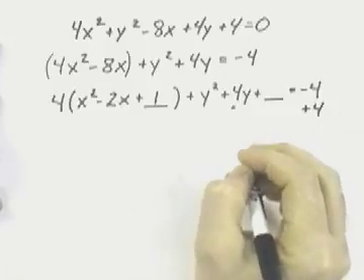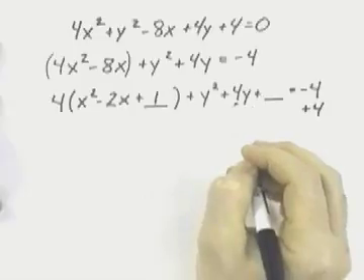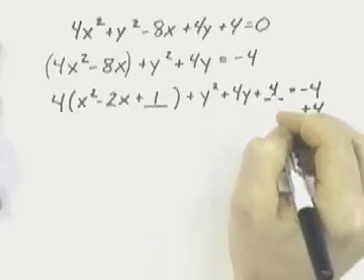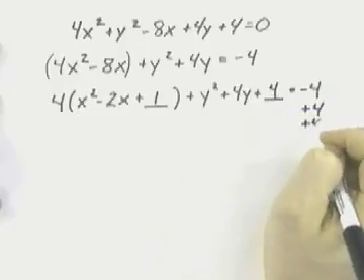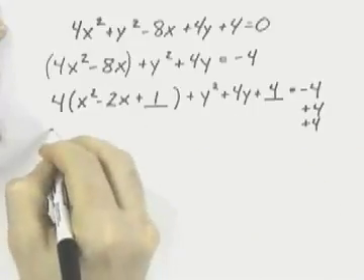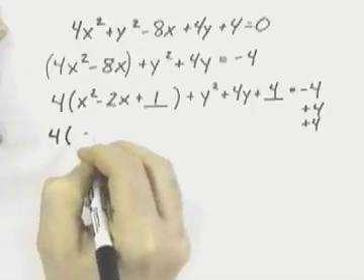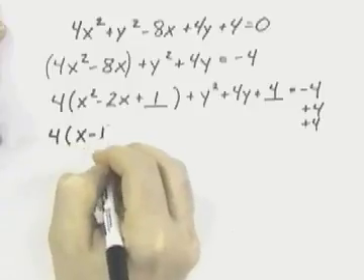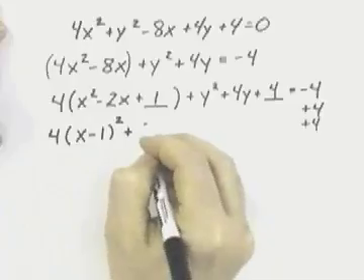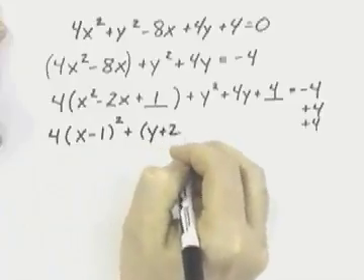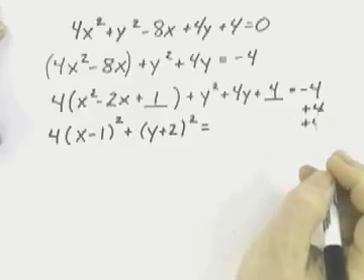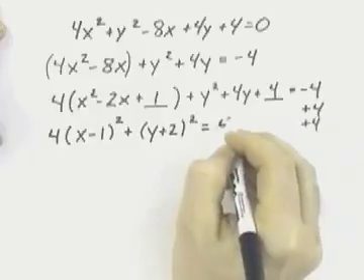Now we're going to complete the square in the variable y. Half of 4 is 2. 2 squared is 4. Here I added 4 to the left-hand side, so I'm going to add 4 to the right-hand side. The result is that I get 4 times (x minus 1) quantity squared plus (y plus 2) quantity squared equals negative 4 plus 4 is 0, plus another 4 is 4.